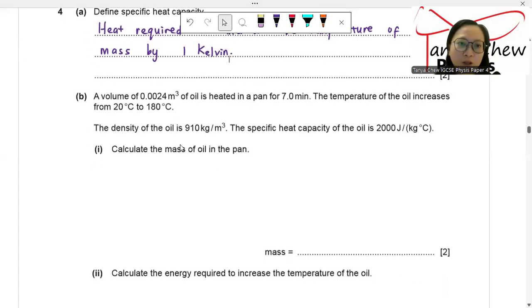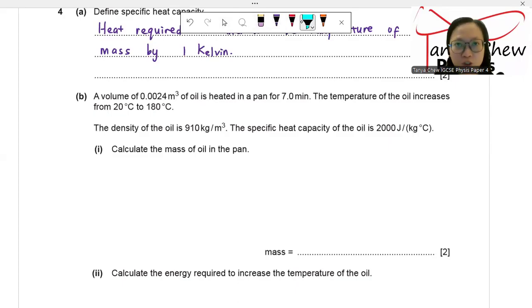Now B, a volume of 0.0024 meter cube of oil is heated in a pan for 7 minutes. The temperature of the oil increases from 20 degrees Celsius to 180 degrees Celsius. Density of the oil is 910 kilogram per meter cube. Specific heat capacity of the oil is 2000 joules per kilogram per degree Celsius. Calculate the mass of oil in the pan. So when I see this kind of information, there's too many numbers here. I don't know what to use, right?